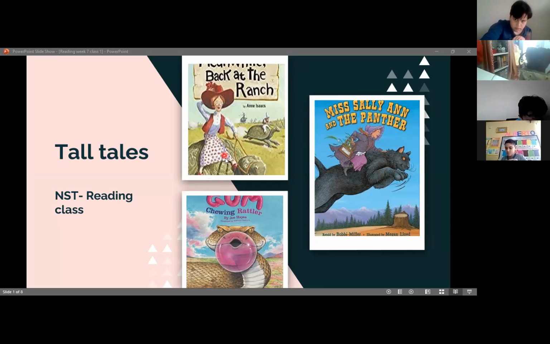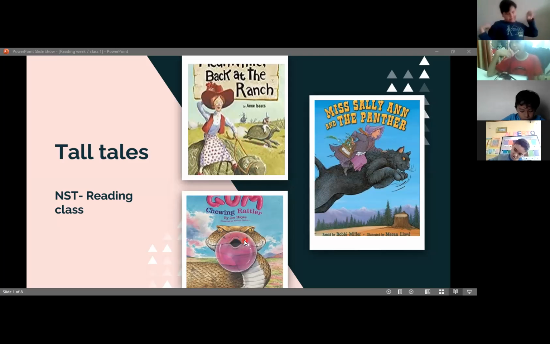Look at this girl. What is she riding? What is this animal? It's a turtle. Do you think it's possible for humans to ride a turtle? No, right? So it's a tall tale. Humans cannot ride big turtles. We can ride a horse, but not a turtle. So this is an example of a tall tale.